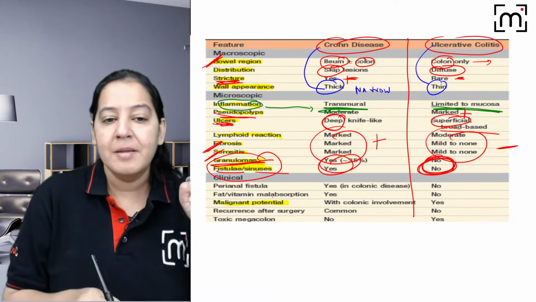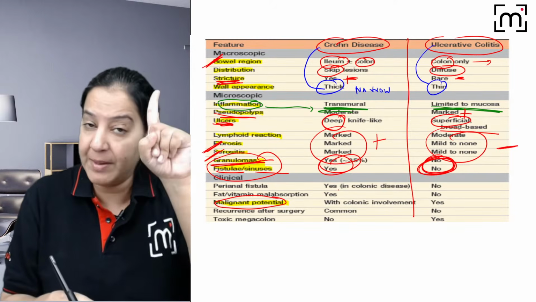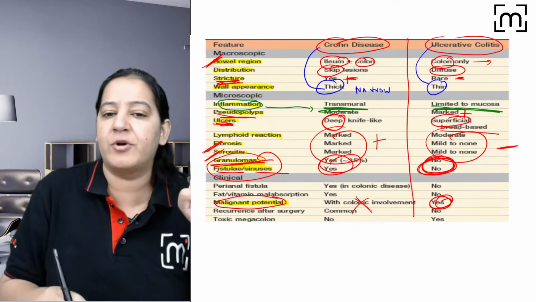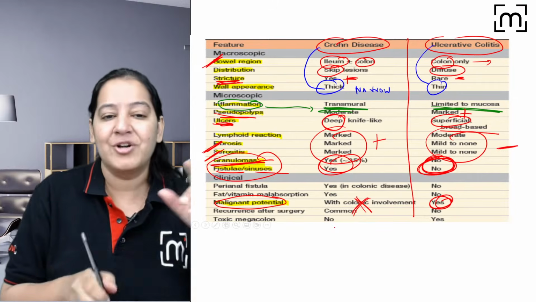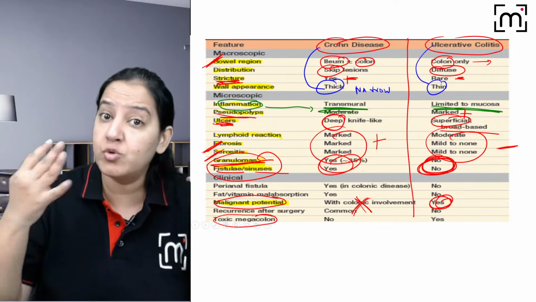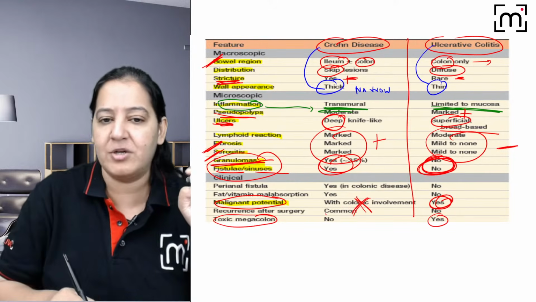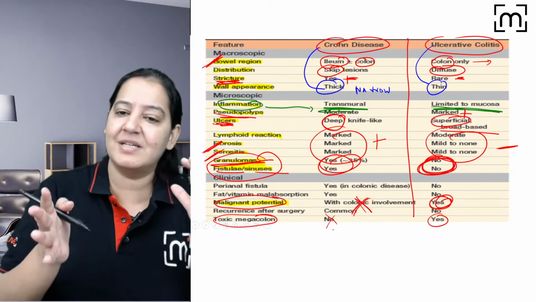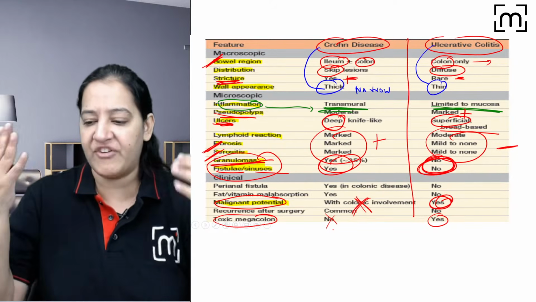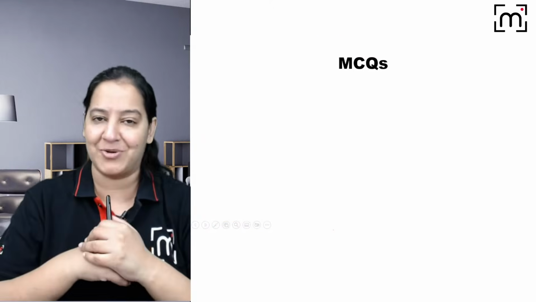You got my point? Malignant potential, one person gets malignancy, it happens only in UC, but there is no malignant potential in CD. Yes or no? Toxic megacolon means involvement of the complete colon, pseudopolyps. It happens in UC but not in CD. So say which things are present in UC, which things are present in CD. So this is how you have to differentiate them grossly as well as microscopically.